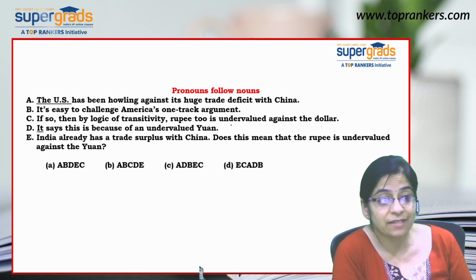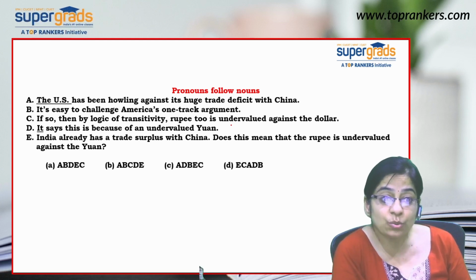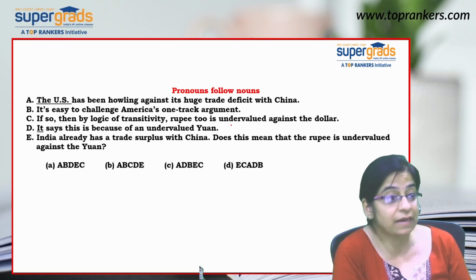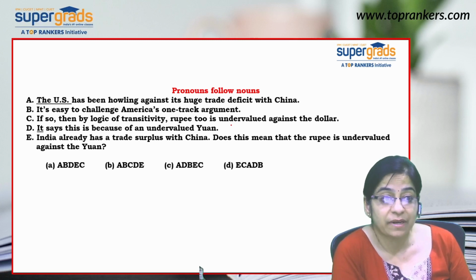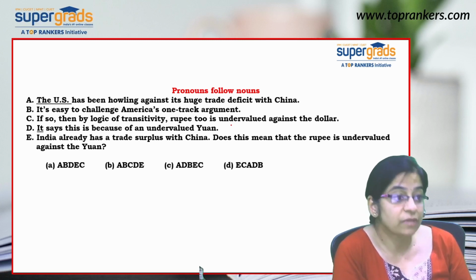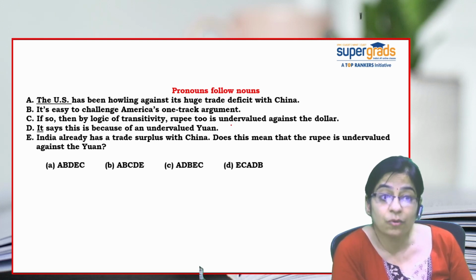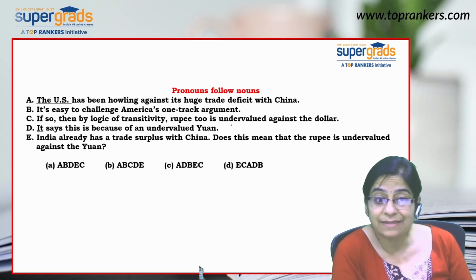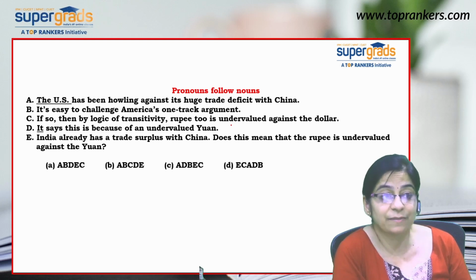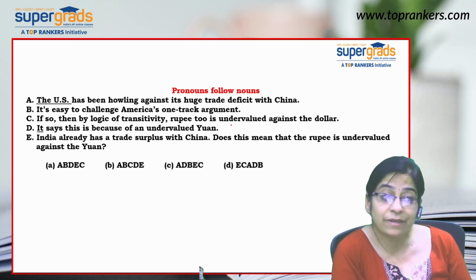The US has been howling against its huge trade deficit with China. It's easy to challenge America's one-track argument. If so, then by logic of transitivity, the rupee too is undervalued against the dollar. It says this because of an undervalued yuan. India already has a trade surplus with China. Does this mean that the rupee is undervalued against the yuan?